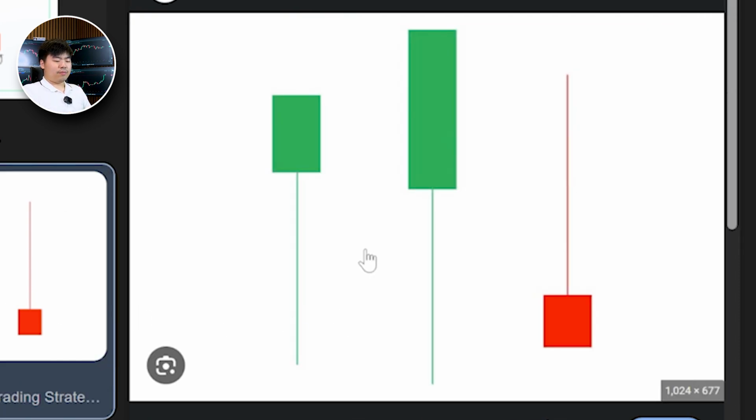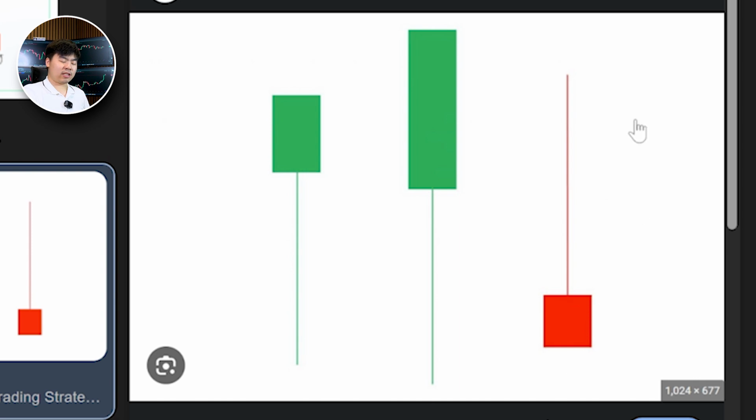Okay, I will show you this. See this? It has a very long lower wick here and a very long lower wick here. It means there is a very strong buying pressure, the buyers are stronger than the sellers.